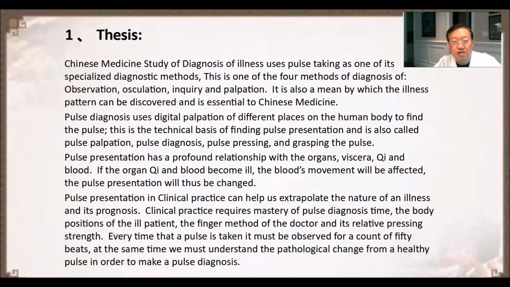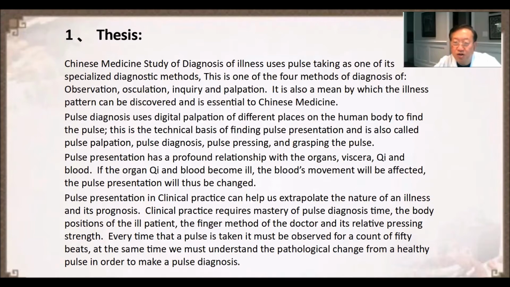Thesis. Chinese medicine study of diagnosis of illness uses pulse taking as one of its specialized diagnostic methods. This is one of the four methods of diagnosis of observation, auscultation, inquiry, and palpitation. It is also a means by which the illness pattern can be discovered and is essential to Chinese medicine.